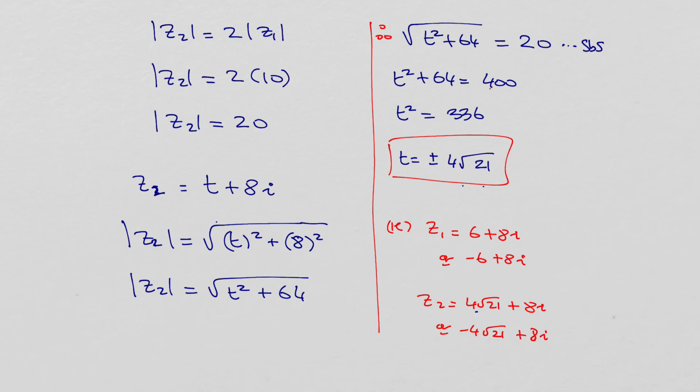So by equating the square root of t squared plus 64 to 20 and squaring both sides, I then get t squared plus 64 is 400, and therefore t squared is equal to 336. And if I get the square root of both sides, I get the square root of 336, which simplifies down to 4 root 21. And of course, because I'm getting the square root of a number, I have to make sure I have plus or minus in my answer. Z1 would be 6 plus 8i or minus 6 plus 8i, and Z2 would be 4 root 21 plus 8i or minus 4 root 21 plus 8i.